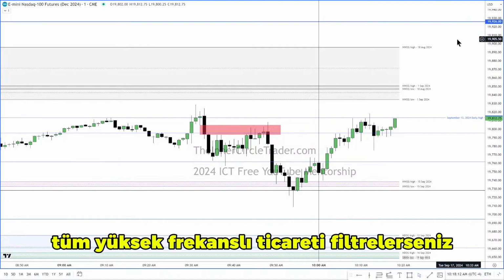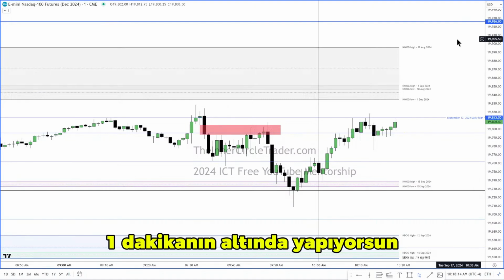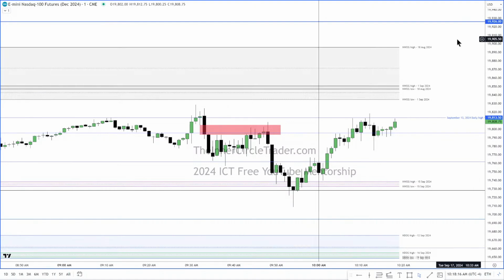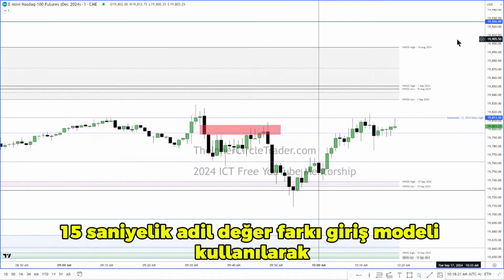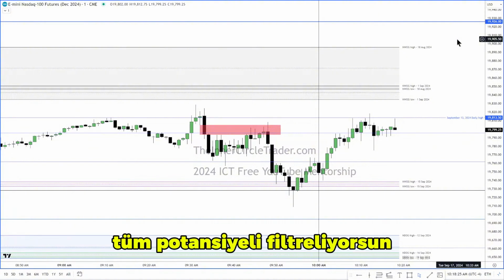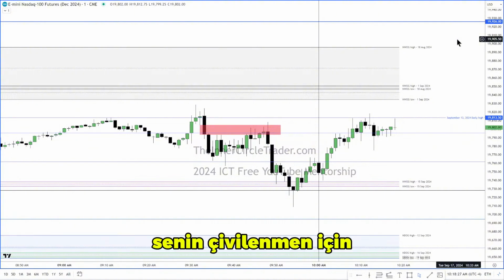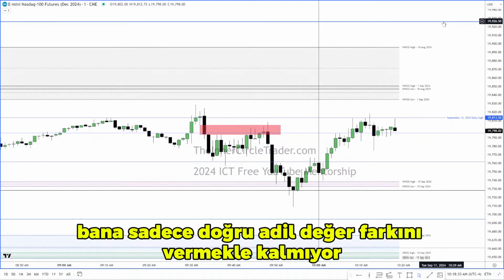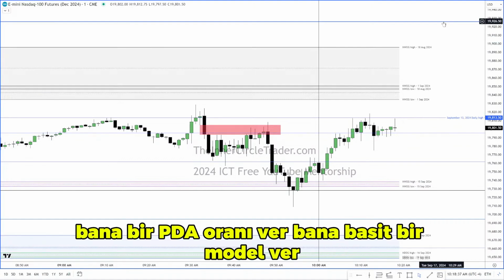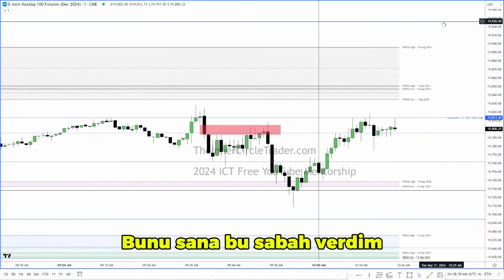If you filter out all the high frequency trading that you do sub 1 minute, aiming for short term 1 minute or 5 minute buy side, using a 15-second fair value gap entry model, you're filtering out all the potential for you to get nailed if they do in fact want to run up there and hit that. So you see, it's not just give me the right fair value gap, give me a PD array, give me a straightforward model. I just gave it to you this morning.